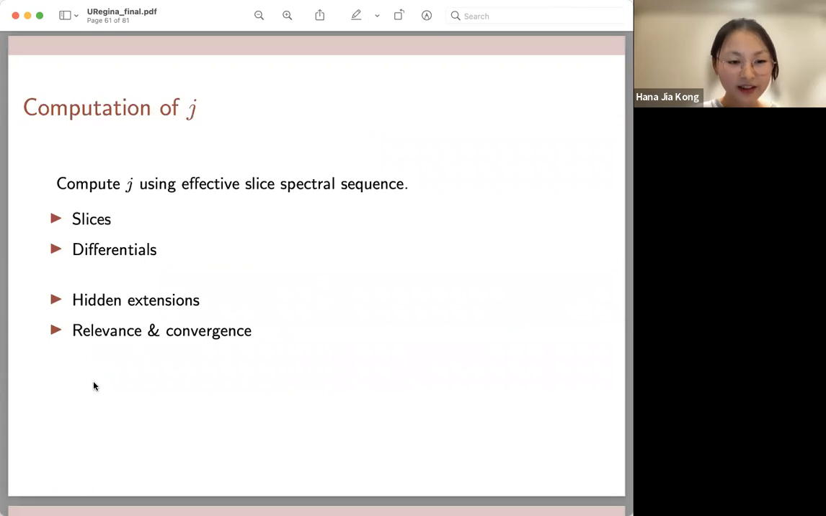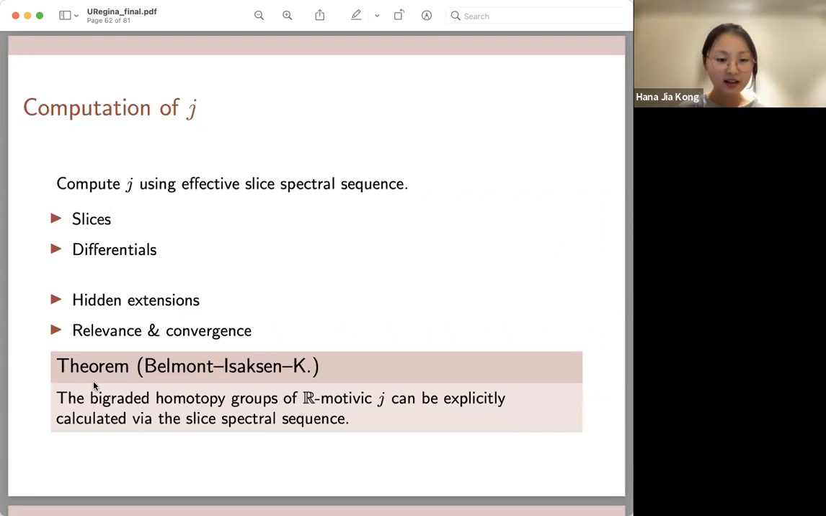Okay, yeah, right. So these are the 4 steps in the computation of the little j, and the theorem. What we did is that we calculated the bigraded homotopy groups of the R-motivic J using this motivic slice spectral sequence, and the result can be presented in charts or tables or closed form formulas, but the closed form formulas are not very good looking. I find that charts are the best way to present these results.